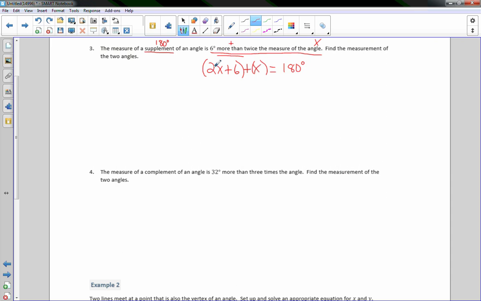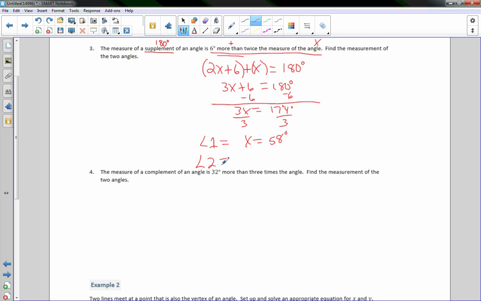So I'm going to combine like terms. 2x plus x is 3x plus 6 equals 180 degrees. Subtract 6 from both sides, and we get 3x equals 174 degrees. And we divide by 3 on both sides, and x equals, 3 goes into 17 5 times with a remainder of 2, and that will be 58 degrees. So angle 1 equals 58 degrees.